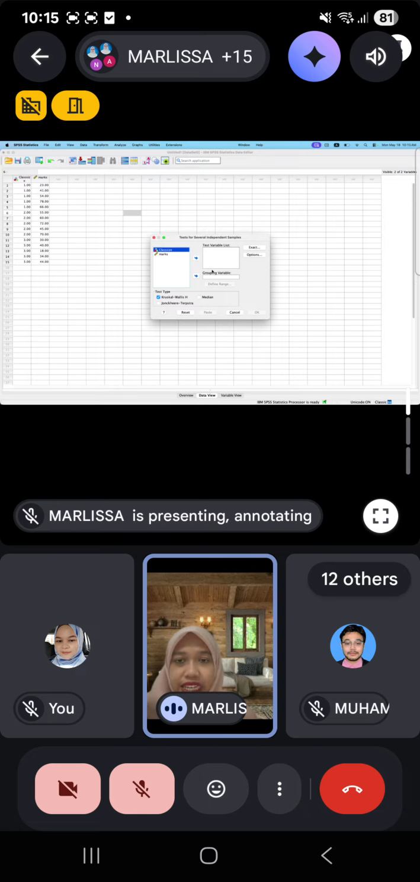Okay, so you will have this interface. You have this interface, and here you put the group. Here you put the group. So the grouping variable, you put the group.